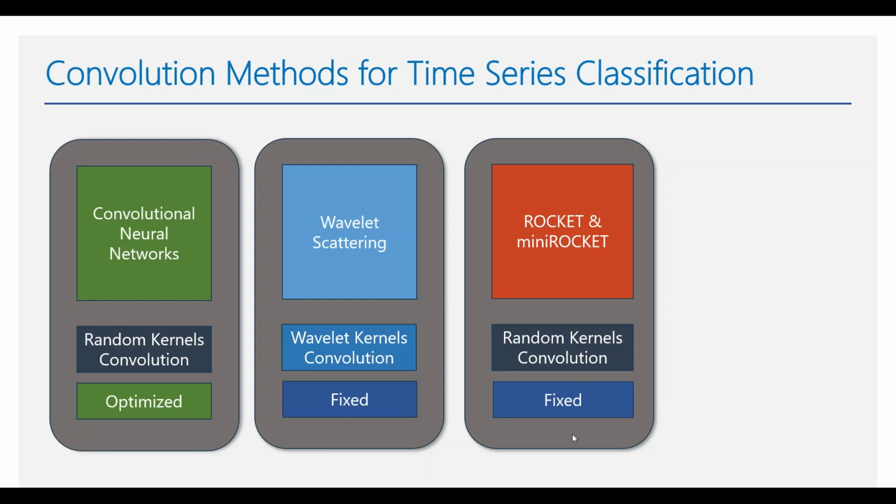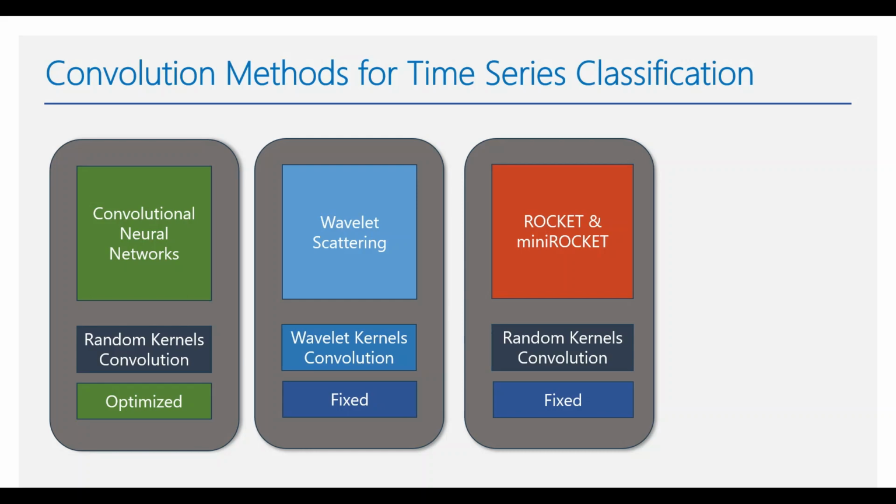So now the main differences between these methods are listed over here. CNN initializes randomly, just like Rocket, which also initializes randomly, but CNN optimizes these weight values. Rocket does not. Wavelet scattering initializes the kernels by the wavelet families, sets those as the wavelet kernel values for the convolution process, and also keeps them as they are, so they are fixed.